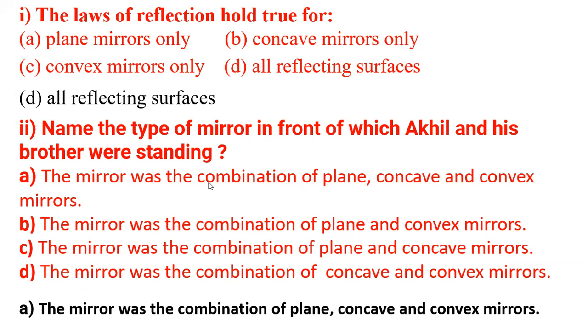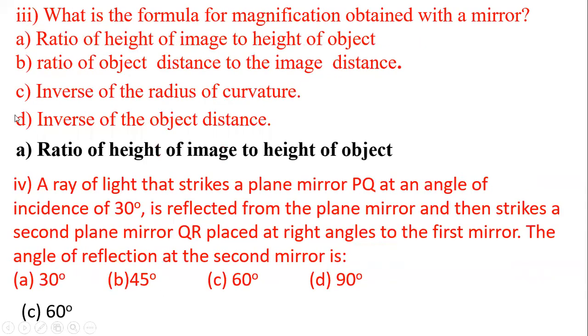The mirror was a combination of plane, concave and convex mirrors. Due to this combination, the top has the same size, the middle part is enlarged, and the down part of their body looks short. Go to the next question.